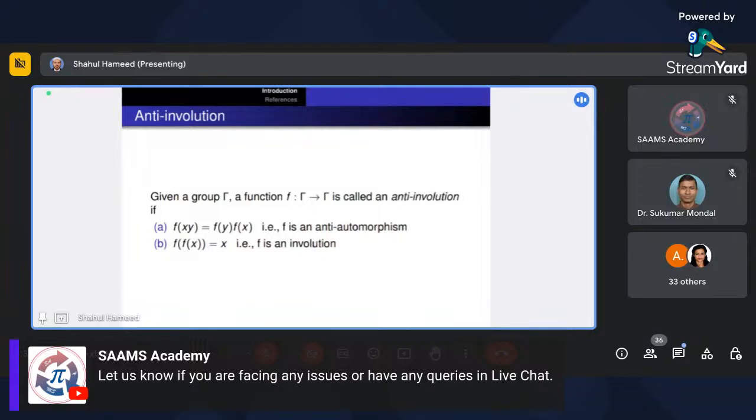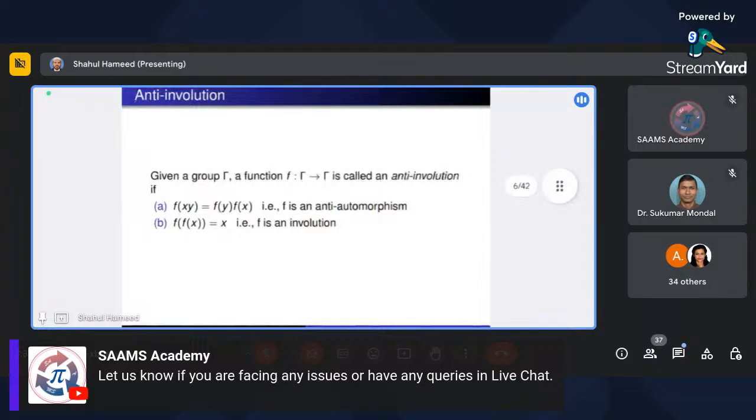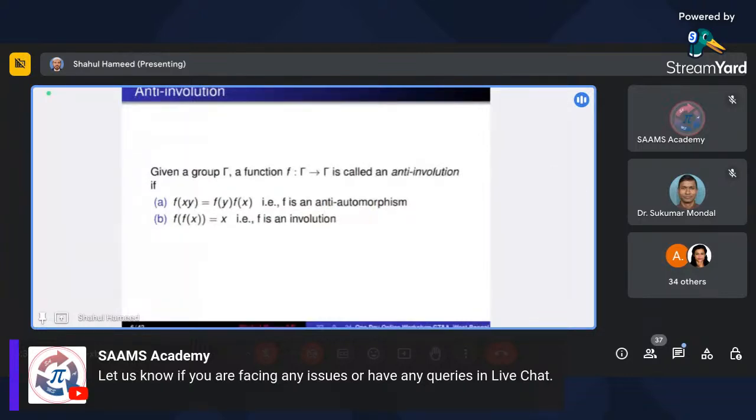And the second one is very important: f of f of x must be x. So we call such a function an involution. The sense of anti is that anti-automorphism must be there. f of xy must be equal not to f of x into f of y, it must be f of y into f of x. If the group is abelian, and usually we take abelian groups, then it will simply be a homomorphism or automorphism.